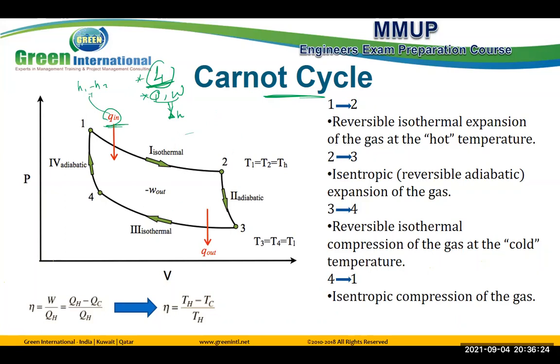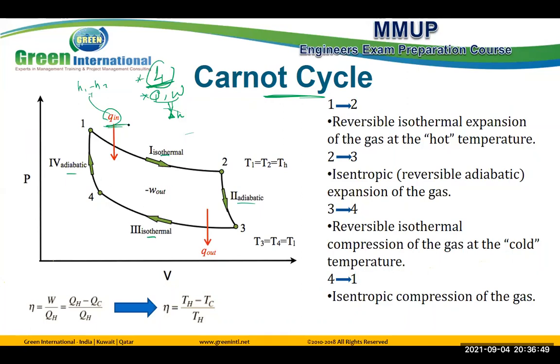Okay, let's see here. The four processes here are two isothermal processes and two adiabatic processes. For the part of Q added and Q rejected, the part where heat happens, whether added heat or rejected heat, in these two cases the process is isothermal.